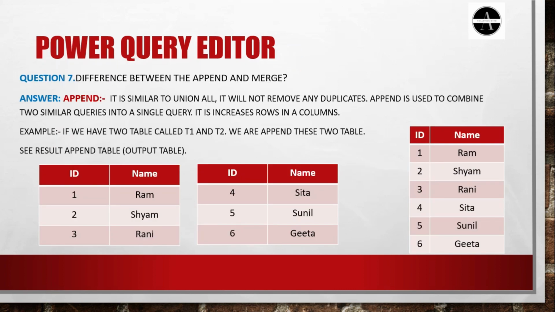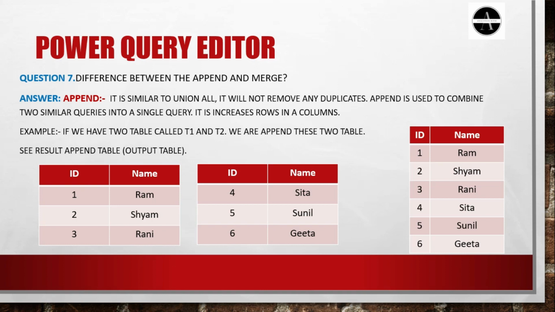The next question in Power Query Editor, which is question number 7, is the difference between append and merge. This is a very important question, mostly asked in interviews. So the answer should be, append is similar to union all. Append is used to combine two similar queries into a single query. It increases the rows in a column. So when you get a data set, you have to append it.